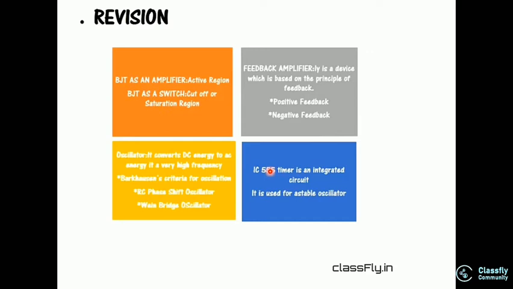Internally, in the IC555 timer, we use two comparators, one flip-flop and one transistor which acts as a switch. We use this IC555 timer in the astable oscillator. To get that astable oscillator, we use two resistors and one capacitor. The discharging of the capacitor will determine whether this IC555 timer is being used in a proper way or not.